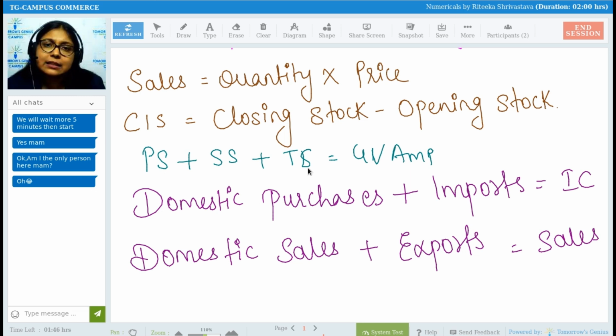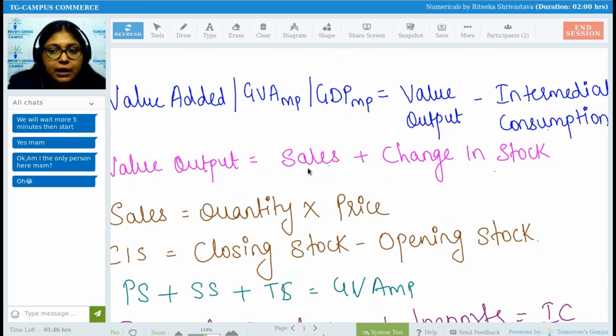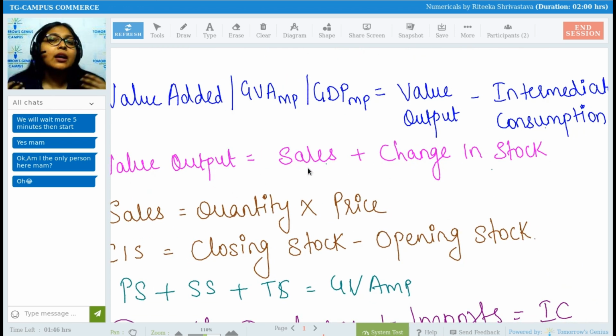Same way, if sales is given to you directly in the question, then well and good. But if it is not given directly, if they are giving you domestic sales, then in that case, you have to add exports to it, and then you will get the value of sales. So these are a few important formulas which are required for solving national income sums in the value added method. So if you want, I can wait for 2 minutes. You can just note down the formulas and then I'll move towards the next method.